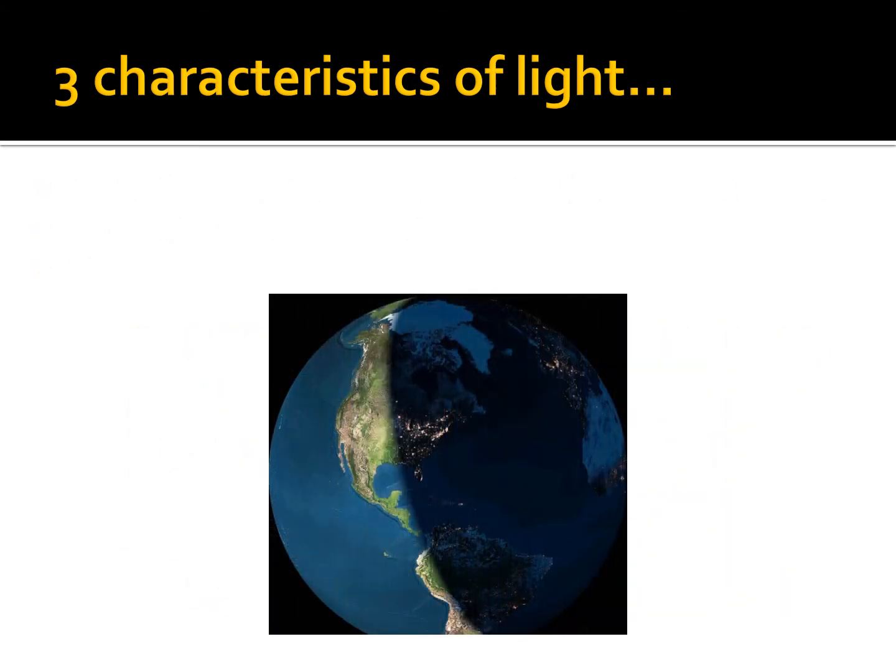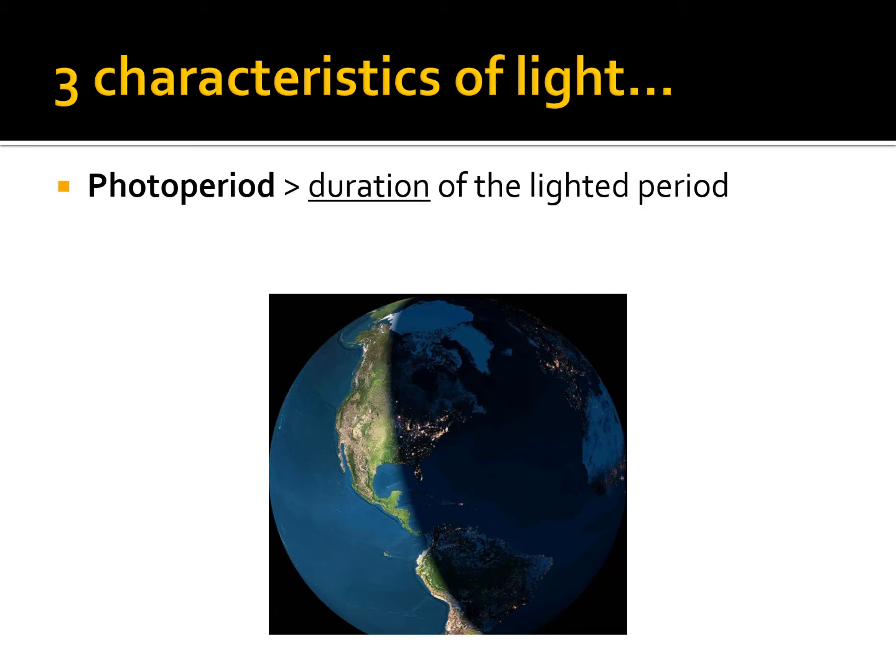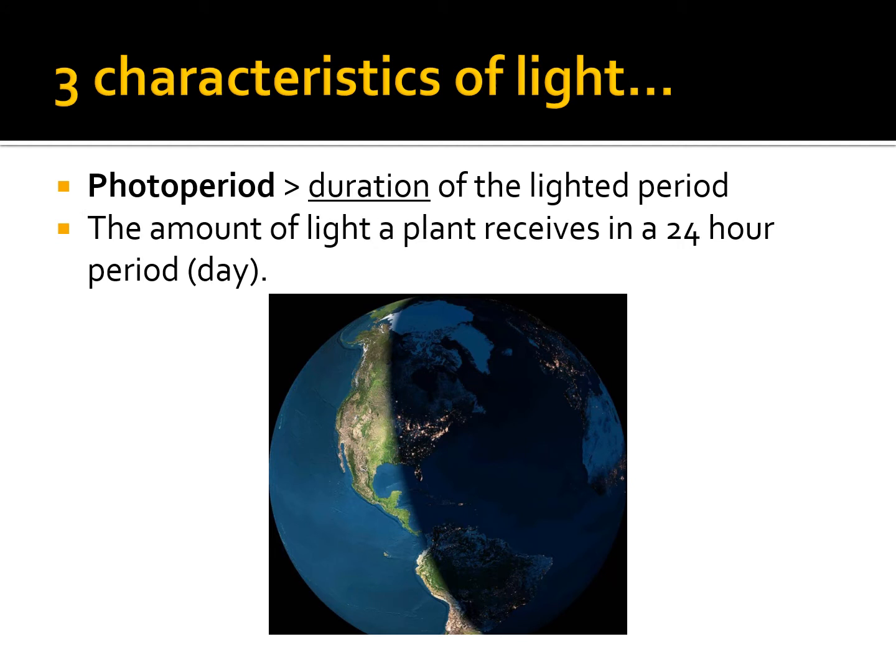A third important characteristic of light is what we call photoperiod. Photoperiod is the duration of the lighted period. Maybe a better way to think about photoperiod is that it is the amount of light that a plant receives in a 24-hour period, or 1 day. So if a plant is growing outside and it's getting 14 hours of light, then we could say the photoperiod is 14 hours, and then there must be 10 hours of darkness, because 14 plus 10 equals the 24 hours in a day.